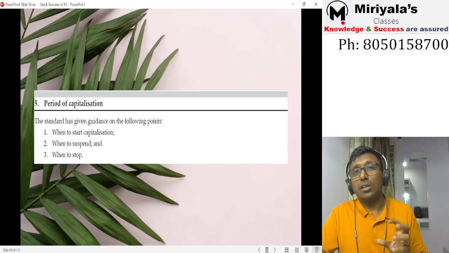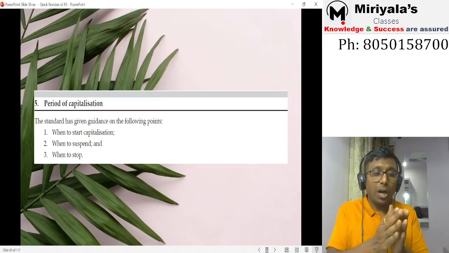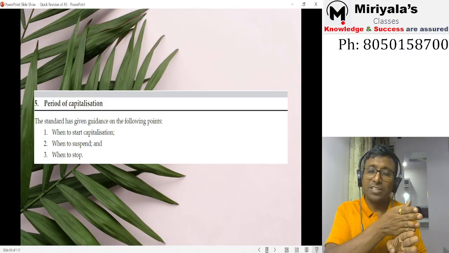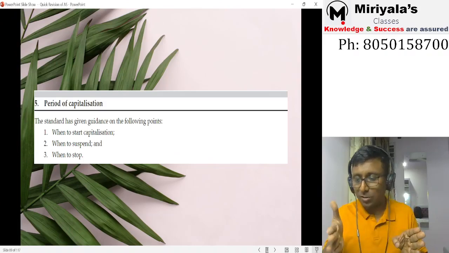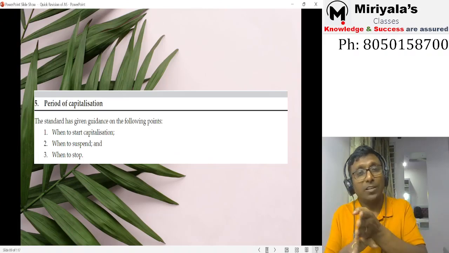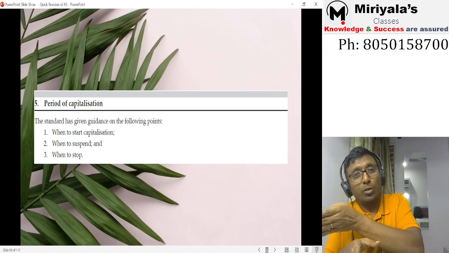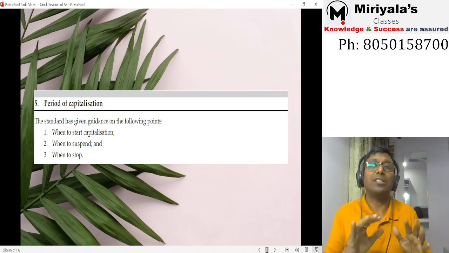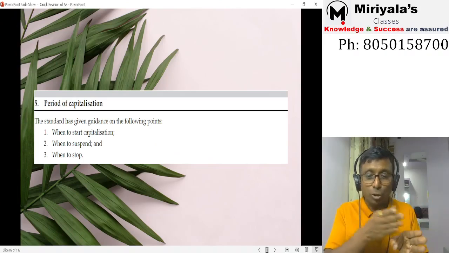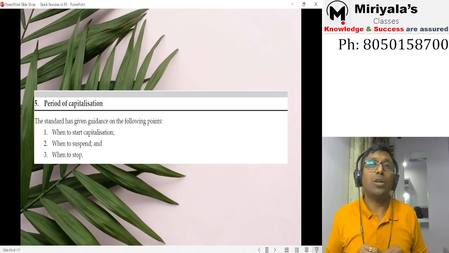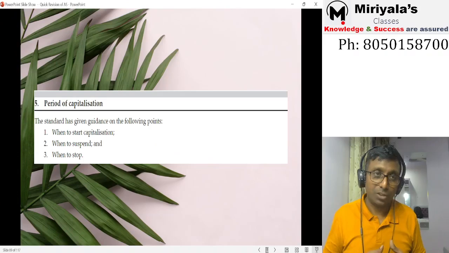Okay, right. So the first point I discuss is for how much time I should capitalize. See, there is one point for the starting of capitalization. There is one point for the stopping of capitalization. Cessation, we call it. After this point, even though you incur the borrowing cost, you are not supposed to capitalize it. That should be charged to P&L. It should be between these two points, from here to here. In between, there can be a pause, that is called suspension of capitalization.